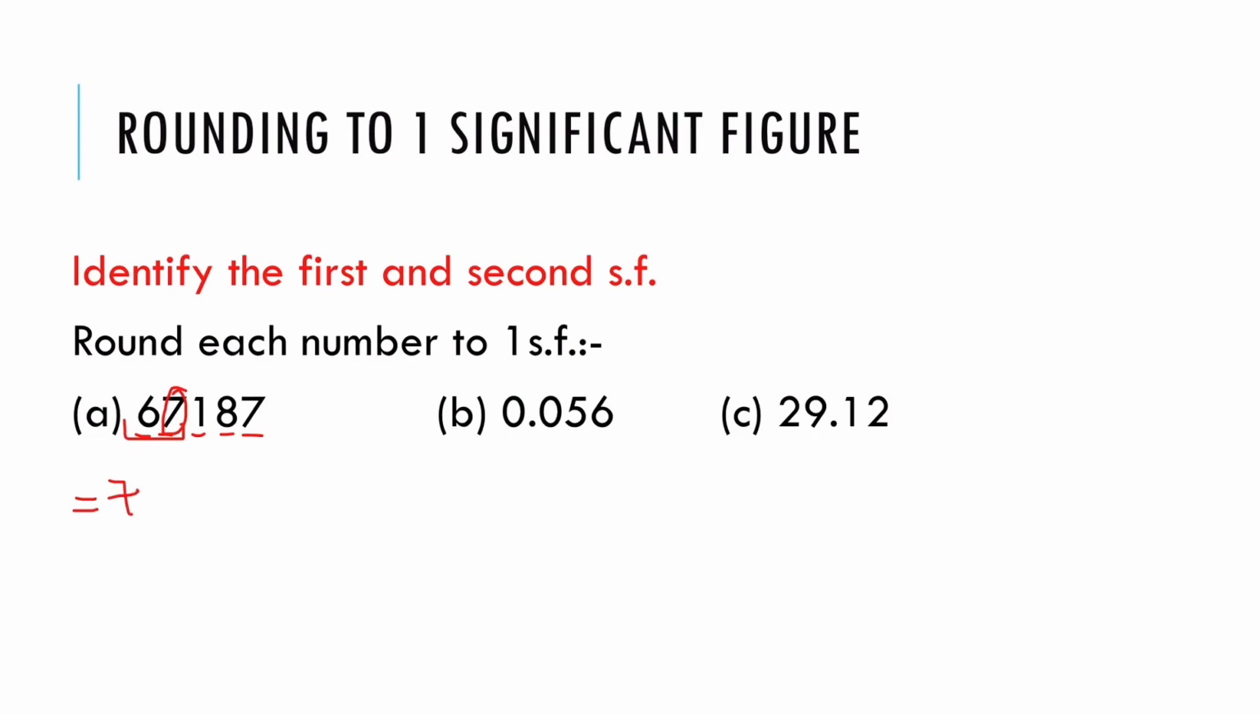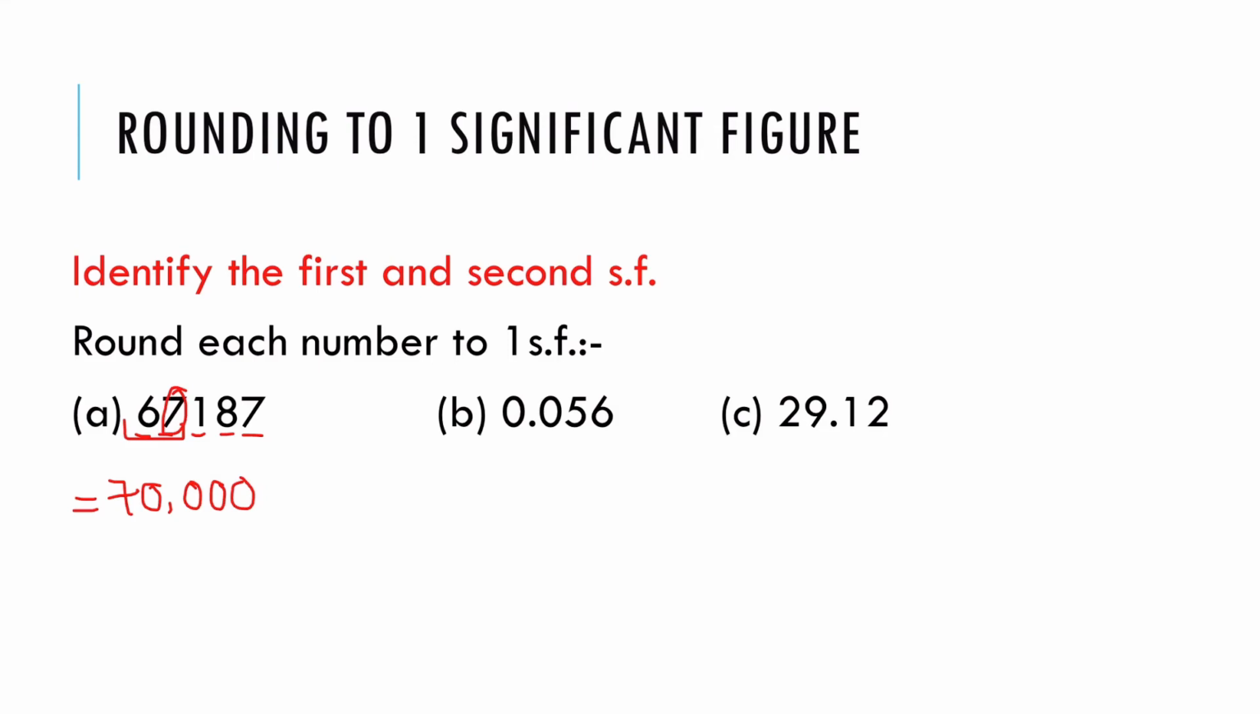Now it is not enough just to leave it like that. If I leave it like that, that is a totally different number from 67,187. So I need to replace all of the whole numbers there with zeros. Remember, trailing zeros are not significant in a whole number, so it's not going to change the number of significant numbers. Okay, so I replace all of the remaining digits with zeros because they are non-significant.